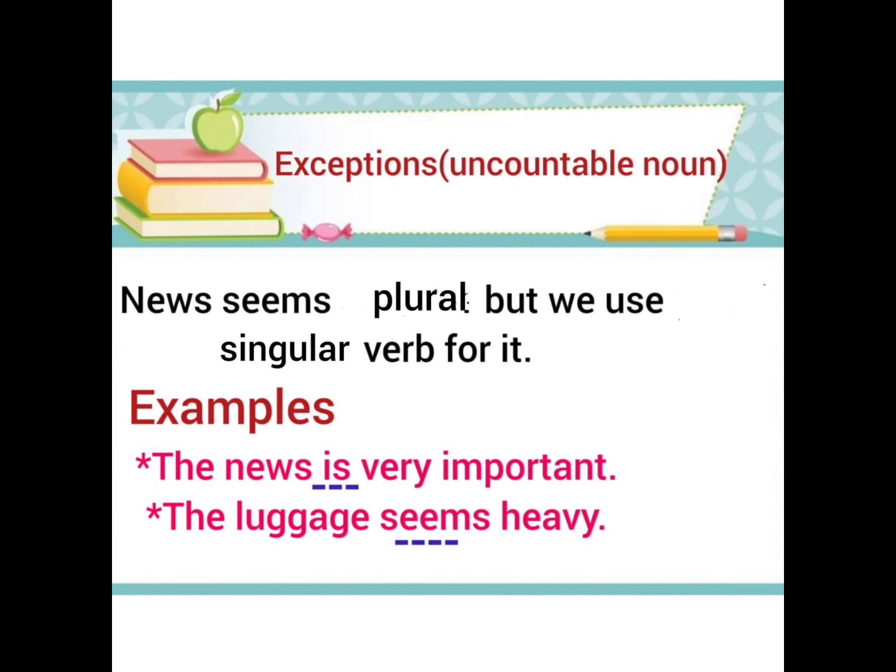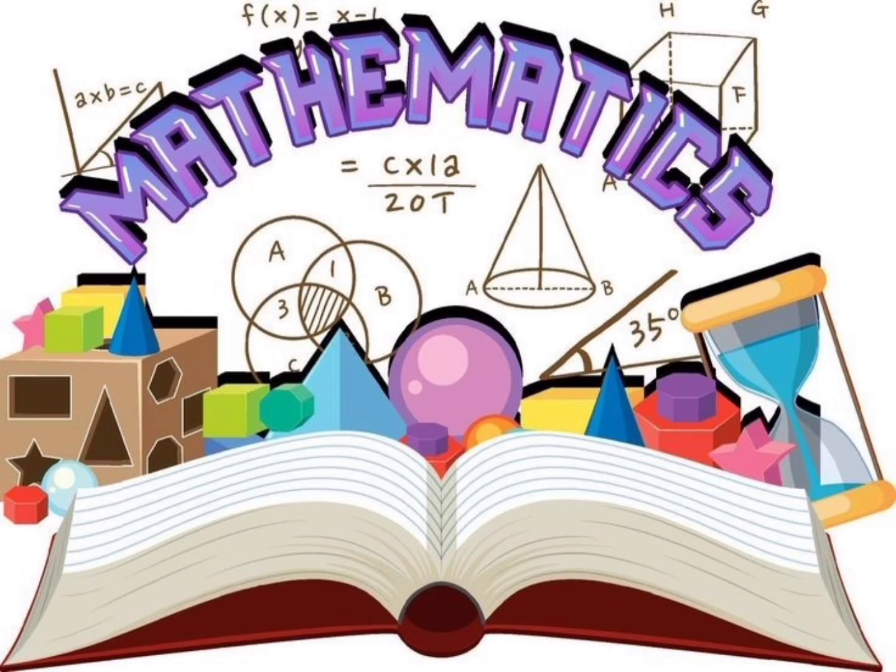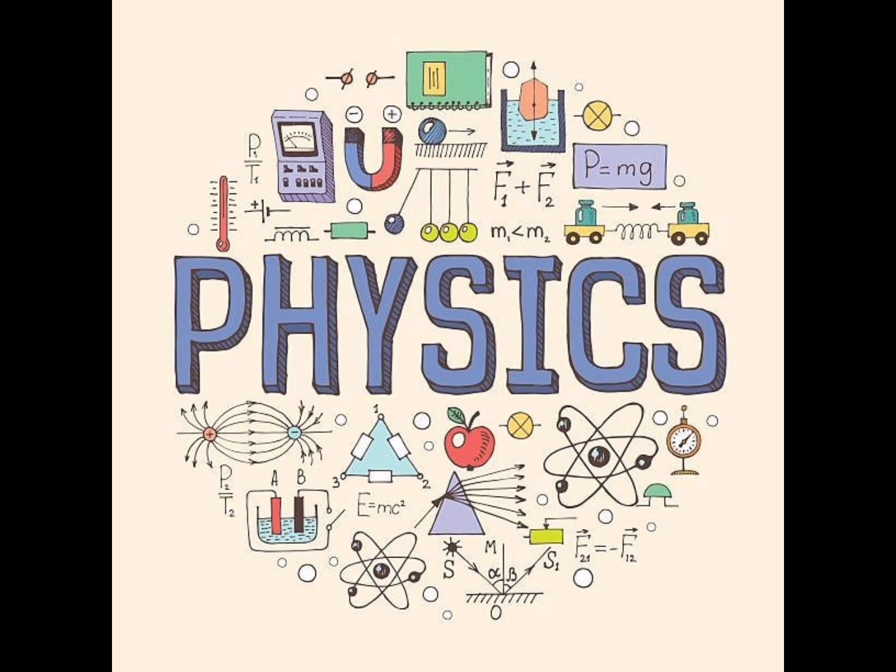But some of the nouns have exceptions. For example, news is a word that seems plural, but it is not a plural word. It is a singular noun and we use a singular verb for it. For example, this news is very important. Your luggage looks heavy. Same is the case with mathematics, physics. They seem plural because S is with them, but they are actually singular.